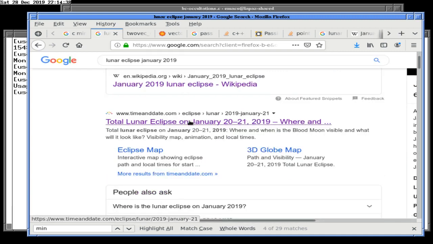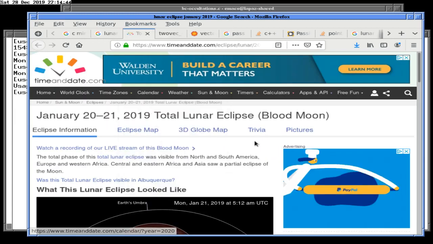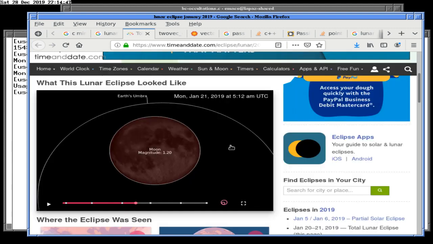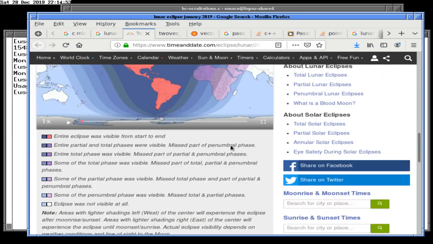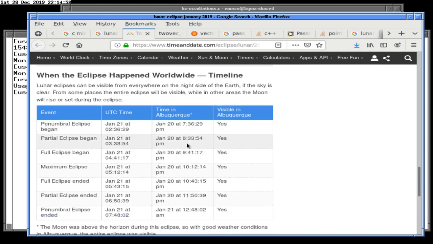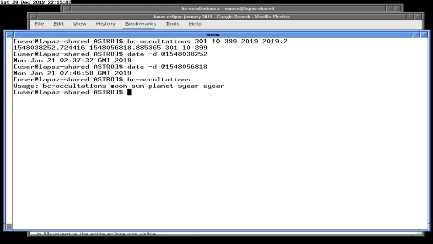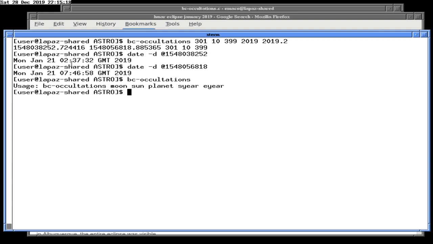I think I'm going to use timeanddate. I think they have slightly better maps. Okay. What does lunar eclipse look like? Okay, so according to this, the partial eclipse began at January 21st at 3:33, we say it began at January 31st at 2:37. Not good. Although that is when the penumbral eclipse began. Hang on. That's actually not bad. 2:36, and we say the penumbral eclipse.